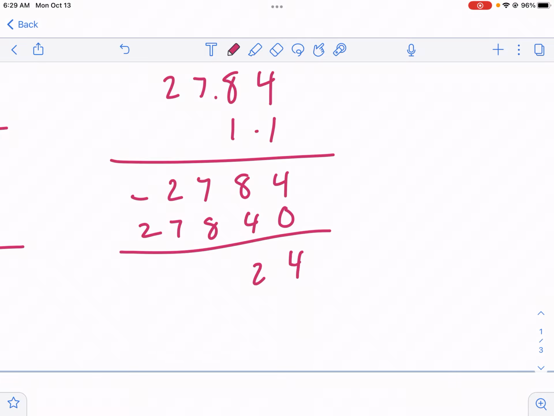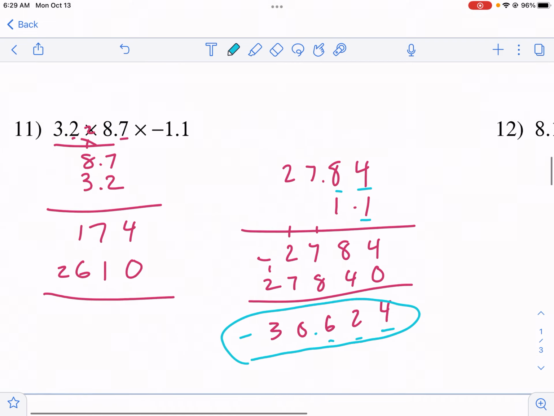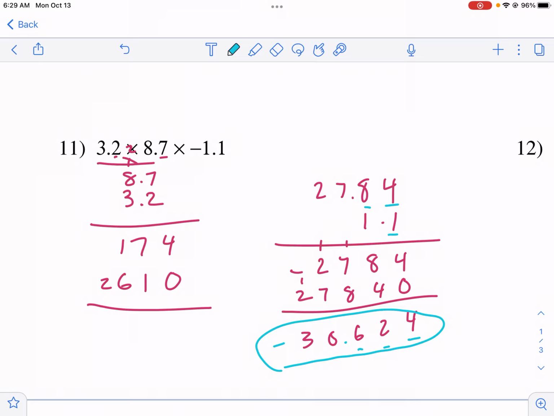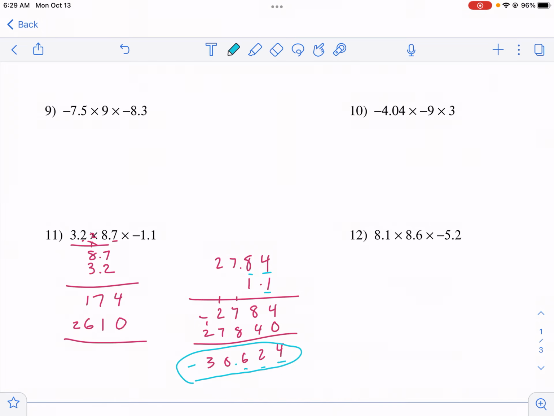4, 12, 16, 10, and then 3. How many total places after the decimal? Well, I had 1, 2, 3, so I need 1, 2, 3. Place my decimal, already said it's going to be negative, so negative 30.624. So these problems aren't any more difficult. They just require an additional step, which is like 2 multiplication problems in one. But the way you do it is you just handle one at a time, okay?